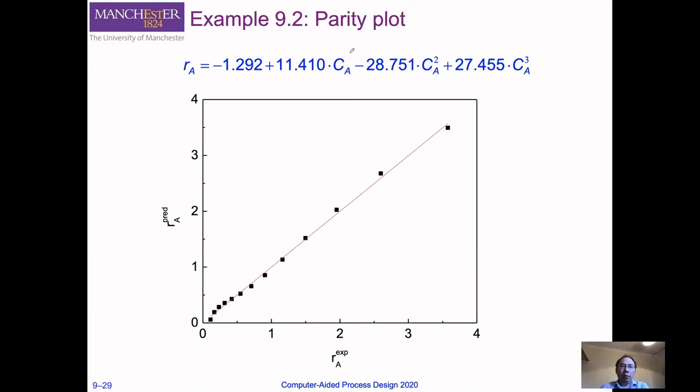We use the parity plot to evaluate the quality of the estimation. From this parity plot, we can see all data points have a small scatter near the diagonal. That means all data points are very close to the line y is equal to x. That means the model predicts the data very well.